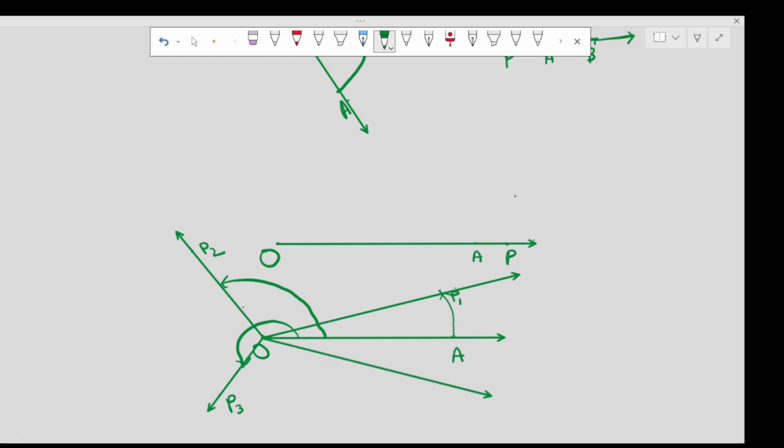We are naming this P4, angle AOP4. Someone may mistake the angle to be this. This is correct, this is an angle. This is another type of angle, but the type we are discussing is this angle.